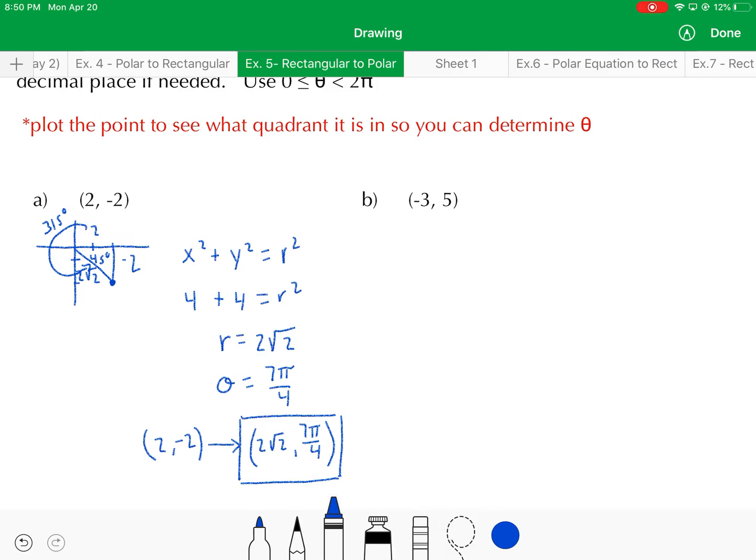Okay. All right, now, notice I was able to do that example completely by hand, didn't need a calculator. Not going to be the same for the next problem. I want to plot negative 3, 5, that's going to be in the second quadrant.